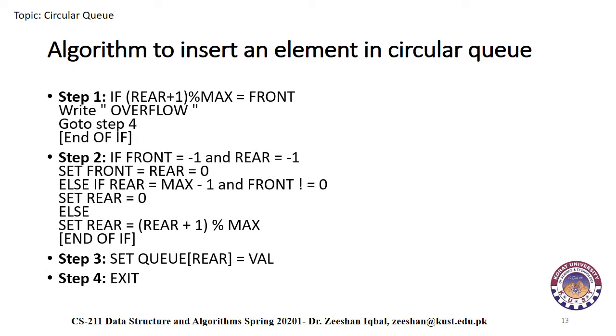This is the algorithm to insert an element in a circular queue. We will simulate this step by step in the coming slides. In step 1, we first check the overflow condition. In step 2, if the queue is empty, we insert the new element as the first value. In the else case, we apply rear = (rear + 1) % max, so we get the new value of rear. And in step 3, we add the new element at the rear position of the queue, taking val as the argument in the function.